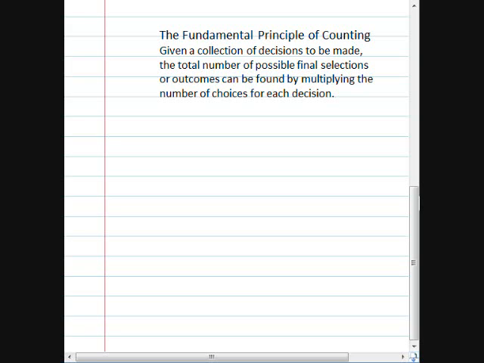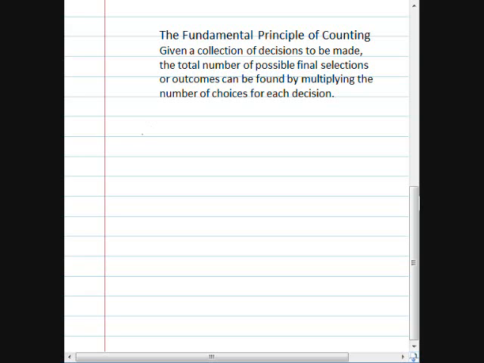Let's look at another example. Suppose I want to create a 6-character password. The first 5 characters have to be letters, and the last character has to be a number. And let's suppose that this password is not case sensitive. Then I need to make 6 decisions.